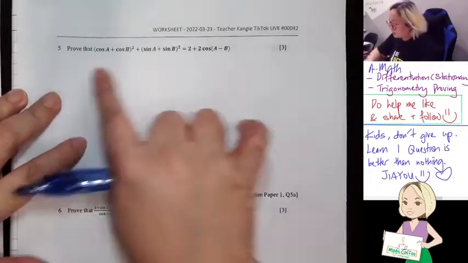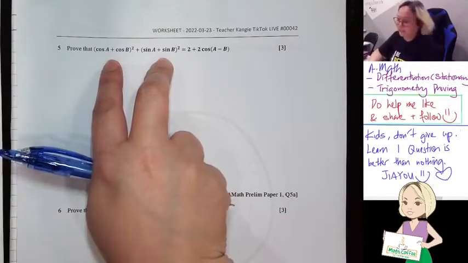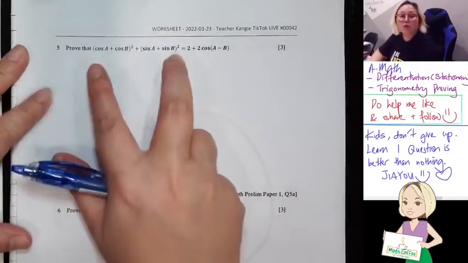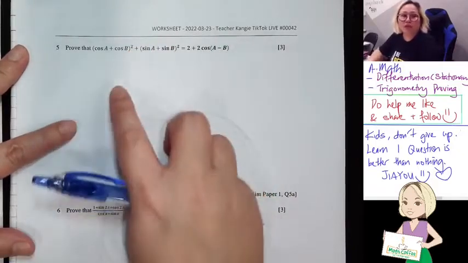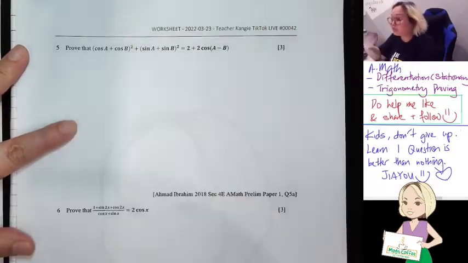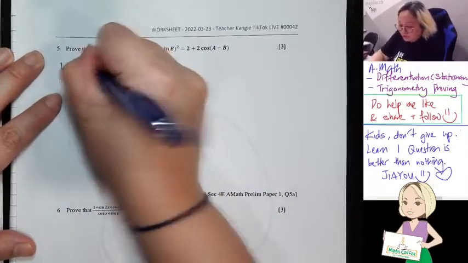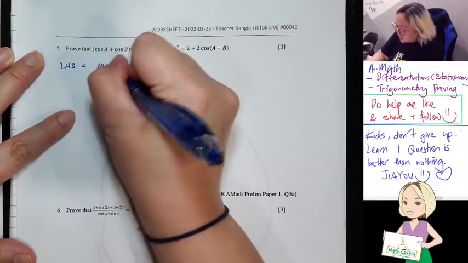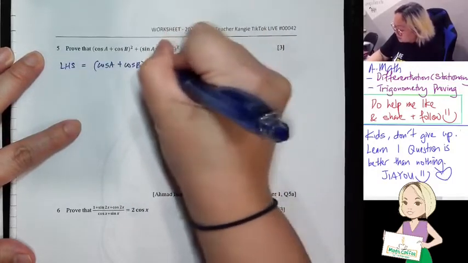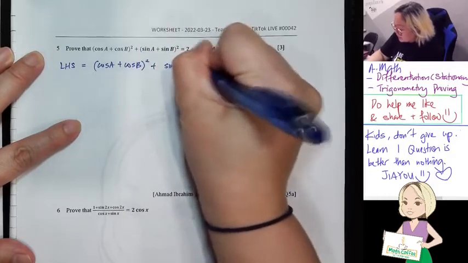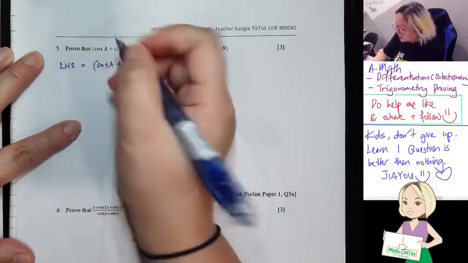So this one, obviously my left hand side is more complex. So sometimes at one look you don't know what to do, okay? But the very straightforward thing I can do is to expand first, then see what we can do. So let's write out the left hand side first. My left hand side is cosine A plus cosine B, squared, plus sine A plus sine B, squared. Okay, so let's just expand it first.